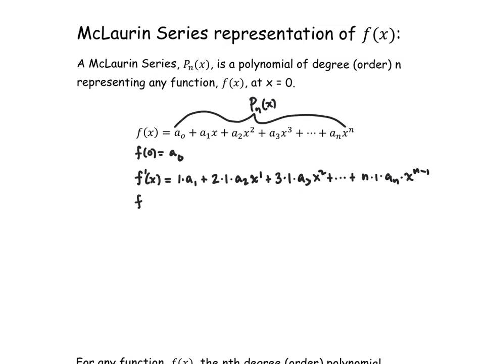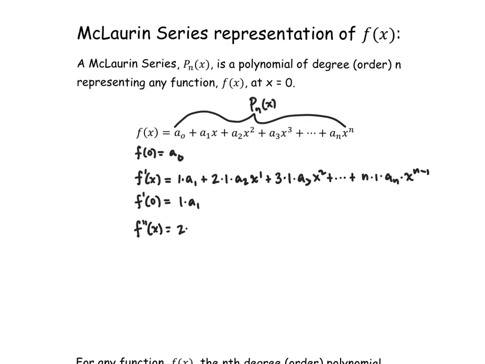Okay, so f prime we wanted to evaluate at 0, and we want the derivative of f at 0 to equal the derivative of p sub n of x at 0. So if I plug in a 0 for all x's, everything disappears except for 1 times a sub 1. Okay, let's find the second derivative. We're going to use this again to help us formulate the general form for an nth degree polynomial representing f of x.